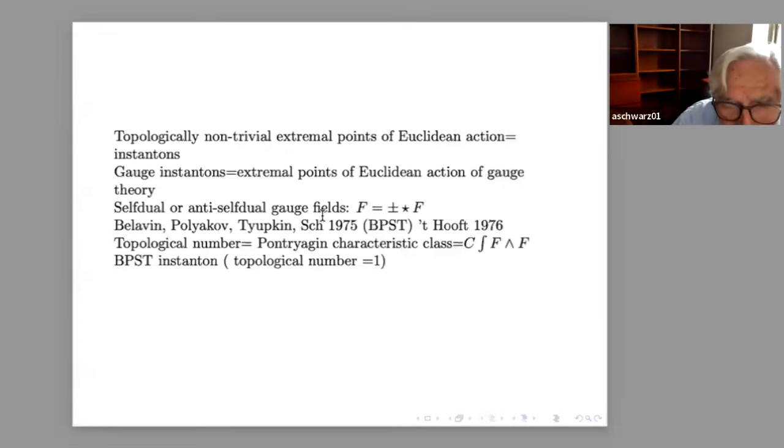So now I talked about topologically non-trivial solutions of equations of motion, where you have this topology that guarantees the stability of these solutions. But also, you have the possibility to consider topologically non-trivial extremal points of Euclidean action. So you write your equations in four-dimensional space. And these topologically non-trivial extremal points of Euclidean action are called instantons.